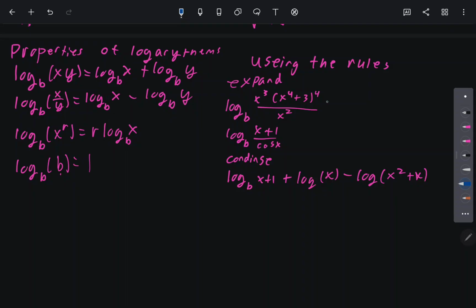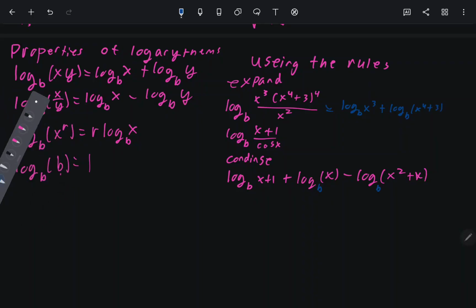Alright, let's do this. So if we want to expand this out, we will first look at the first term. Well, we are multiplying something, so we can do log base b, I really should have used numbers for this, log base b of x cubed plus the log base b of x to the fourth plus 3.